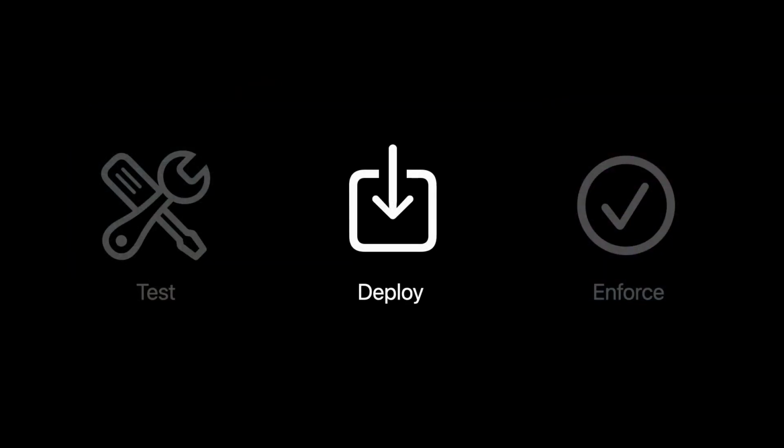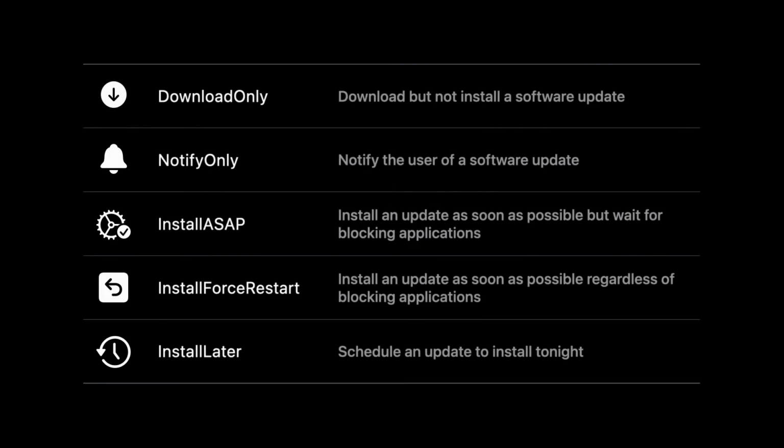Once you've tested, next you're ready to deploy software updates. When using MDM to update a device, MDM sends a schedule OS update command. The command on macOS has several different modes of operation known as install actions. The available install actions are download only, notify only, install ASAP, which is the default, install force restart, and install later. Let's go through them now.